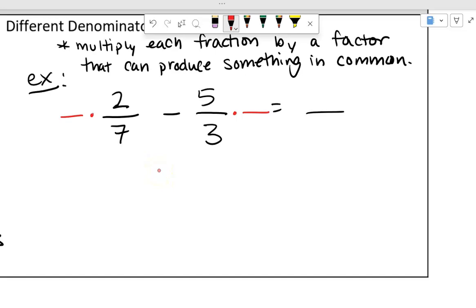Sometimes it's going to be a nice low number. Sometimes you have to multiply 7 and 3 together to figure it out. In this case, the lowest number that they both could go into would be 21. And I know that because 7 times 3 is 21. So you will have to get a common denominator by multiplying the top and bottom by whatever it is that's going to give you the same denominator. In my first fraction, that happens to be 3 on top and bottom. But in my second fraction, that actually is 7 on top and bottom.